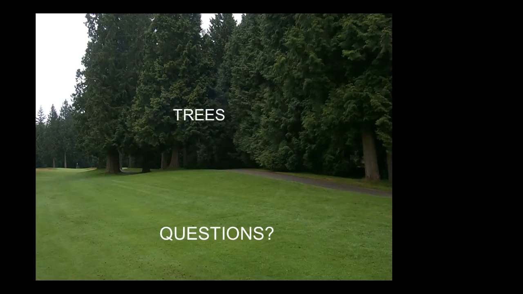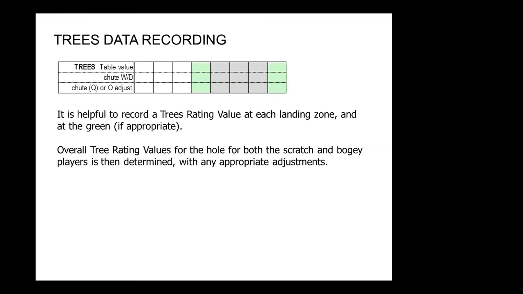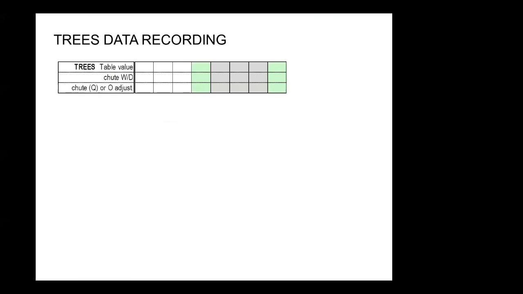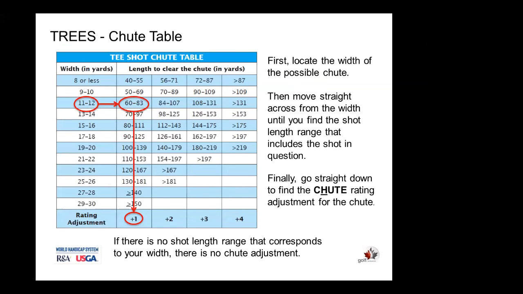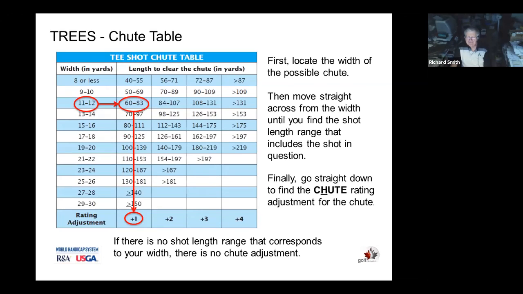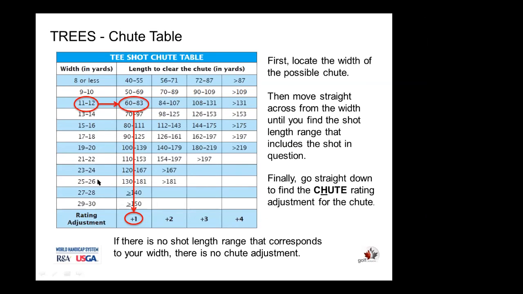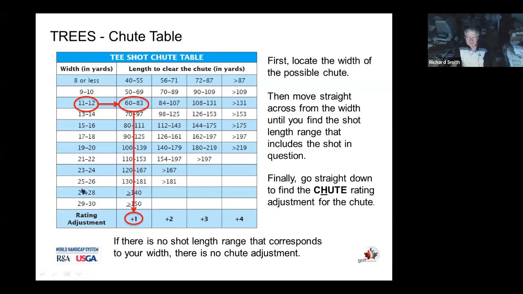Sounds great. There's another one here. Is there a chute adjustment on a 160-yard par 3 with trees all the way along the chute to the green, 25 yards wide chute? Okay, so the chute is how wide? 25 yards. Okay, so for 25 yards, you'd be way down here.